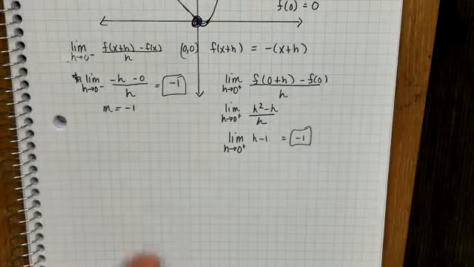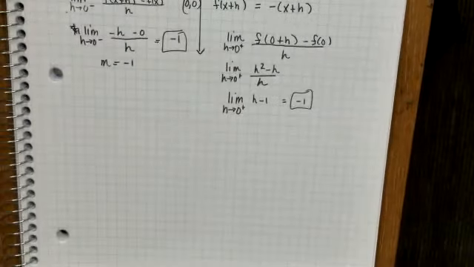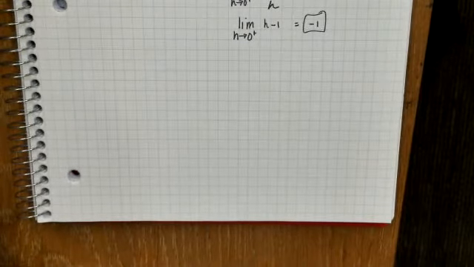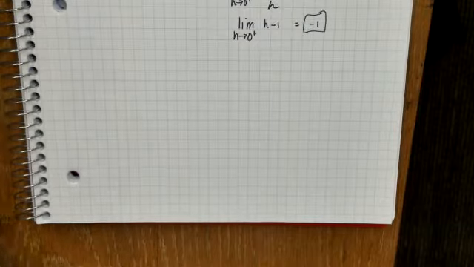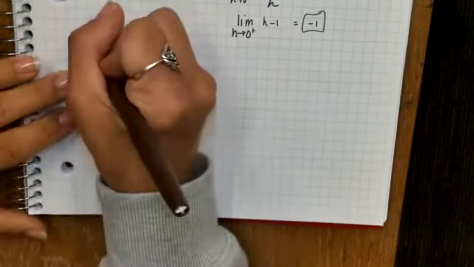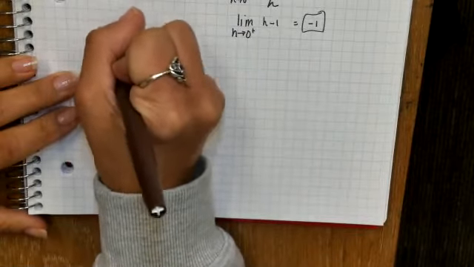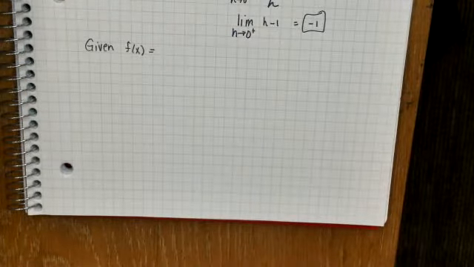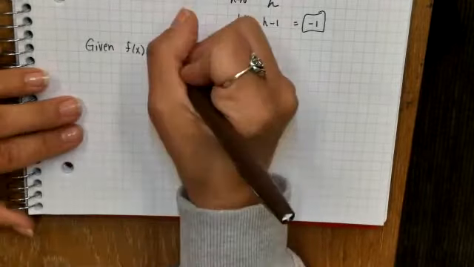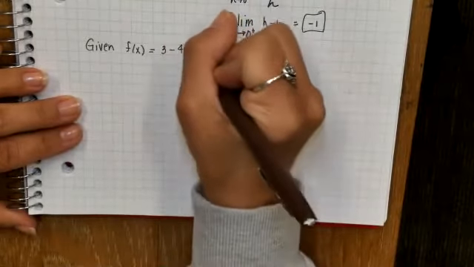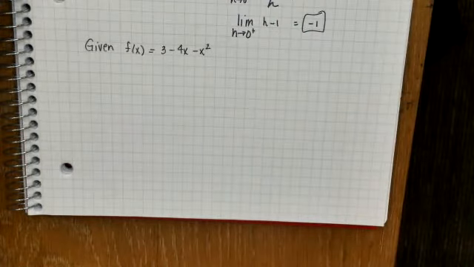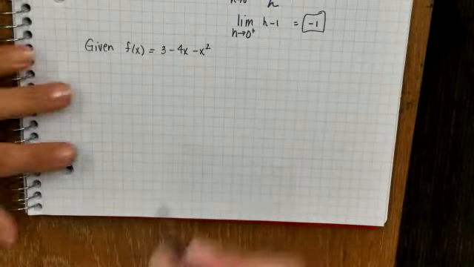Let's look at another one. I'm going to give you the slope and you tell me where it is on the curve. Given that the f of x is 3 minus 4x minus x squared. We're going to be dealing with parabolas so often. I want to know at what point is it horizontal?